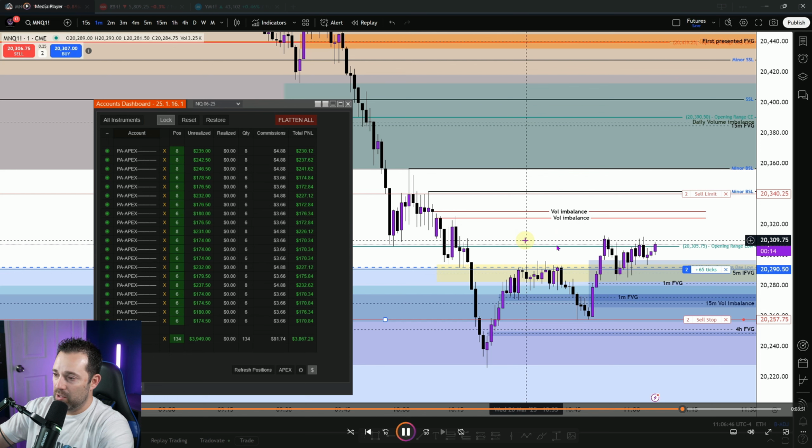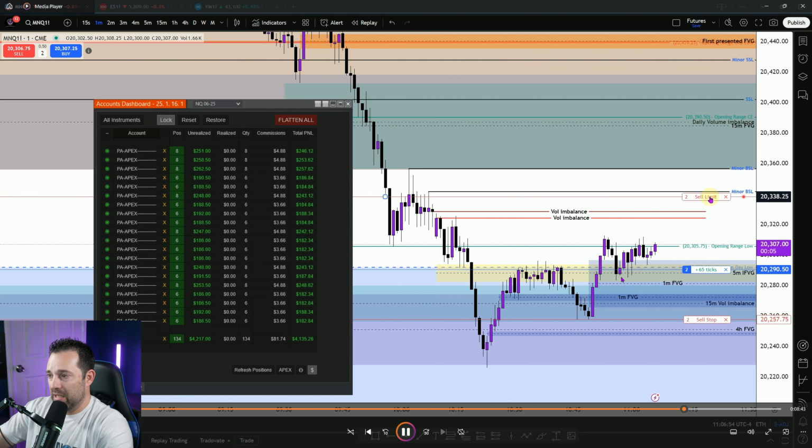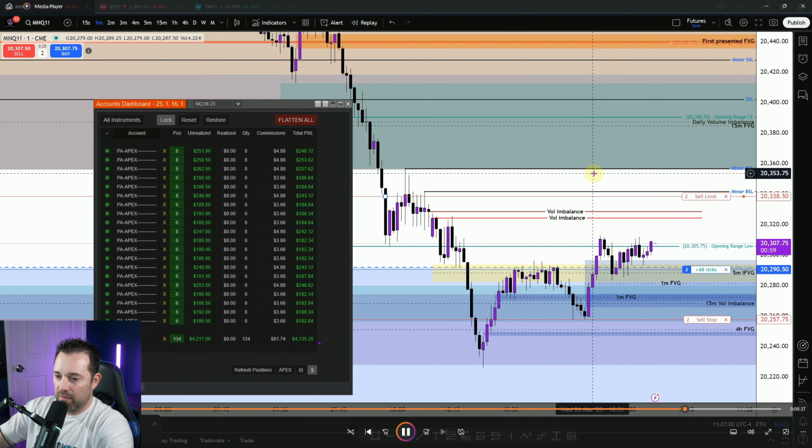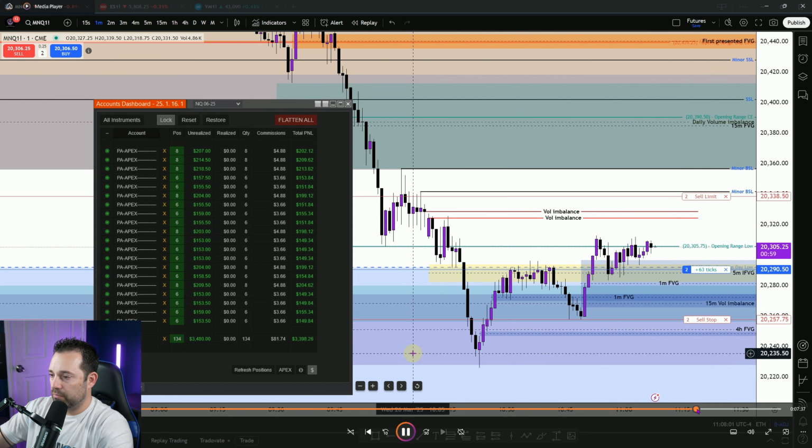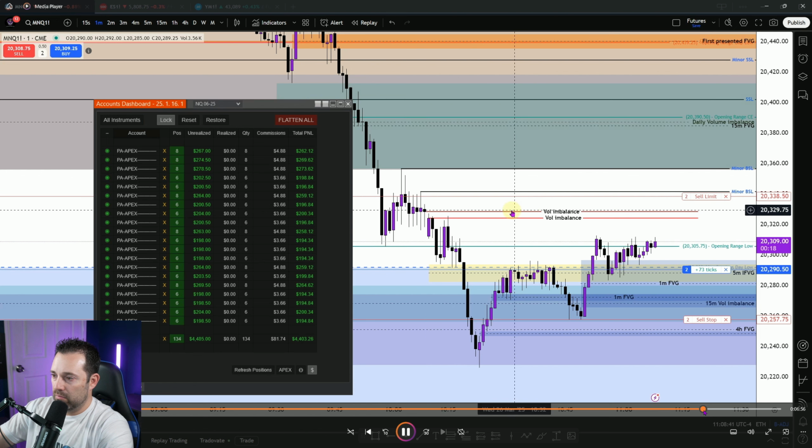Look where it's at. Right here is the opening range low. It's the low of the opening range. So yeah, man, it's failing. But you can see at one point I was up $4,000, $5,000 even, I believe. But that's not what I'm going after. I have my target.